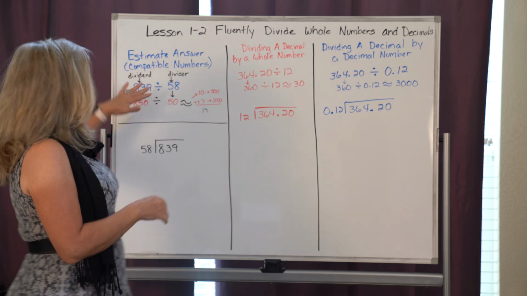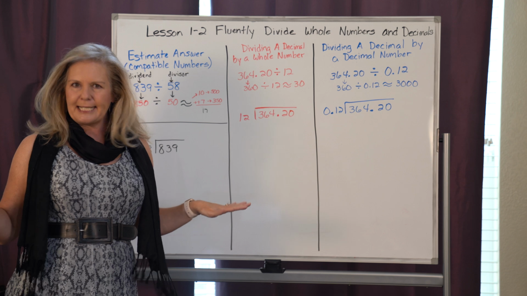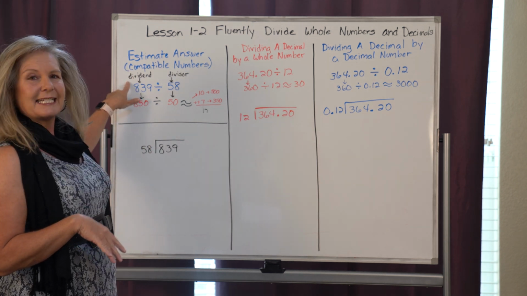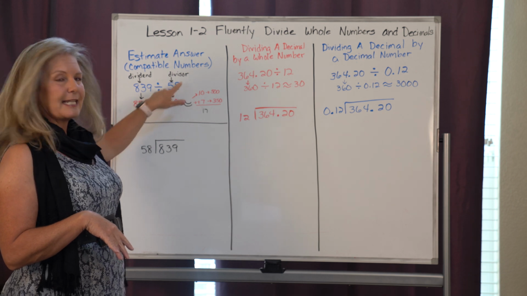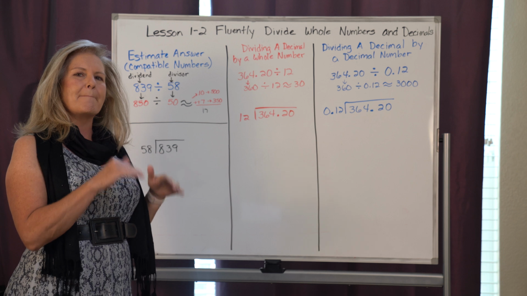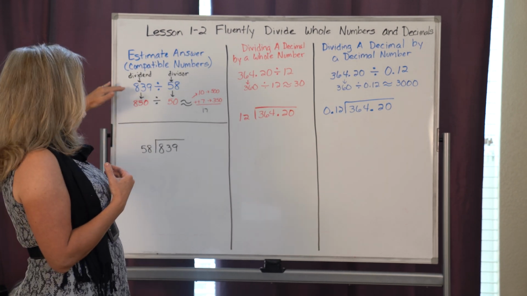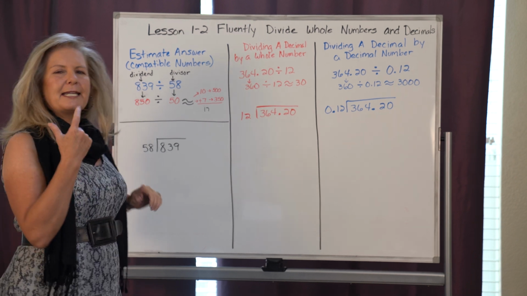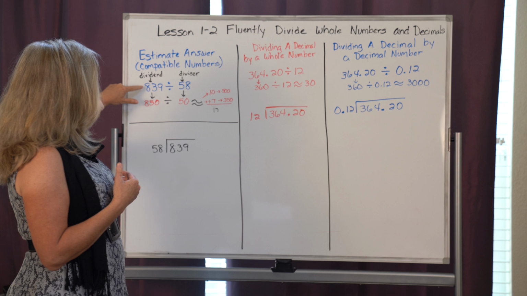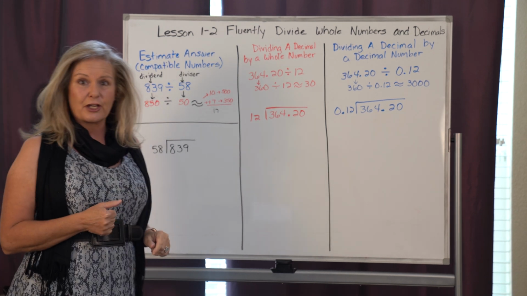begin. So I have this problem, 839 divided by 58. Not easy to do in your head. So 839 is called my dividend and 58 is called my divisor. So what I'm going to do is I'm going to use something called compatible numbers. Compatible numbers means I'm going to change my dividend to make it a number that's a little easier for me to do mentally. So 839, I'm going to nudge up and I'm going to make that 850.